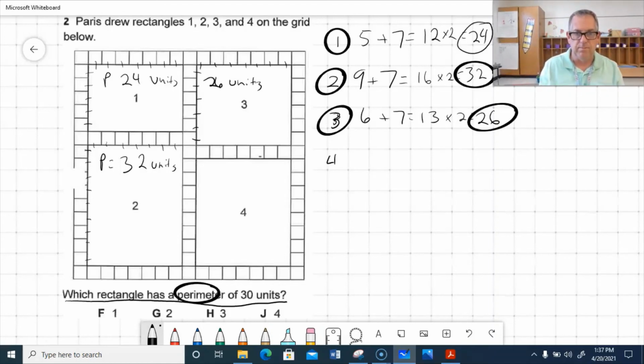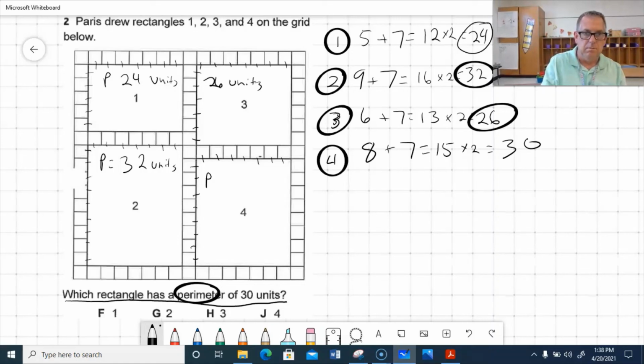And rectangle 4. What's the perimeter of rectangle 4? Okay, let's check that. That's 1, 2, 3, 4, 5, 6, 7, 8 by 1, 2, 3, 4, 5, 6, 7. I know 8 plus 7 equals 15, and 15 times 2 equals 30. So the perimeter, I'm going to put P equals, perimeter equals 30 units. So that means that J, rectangle 4, is my one that equals 30 units.